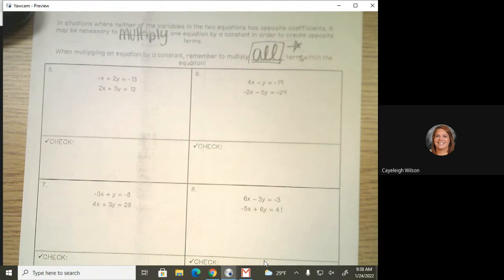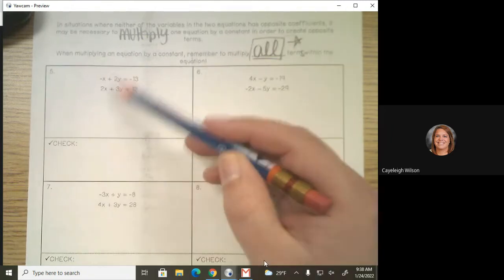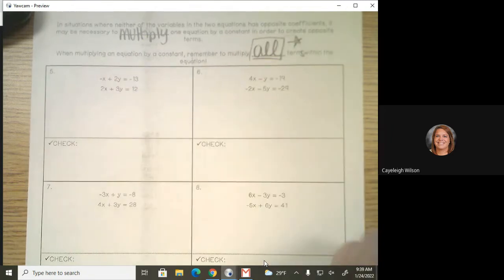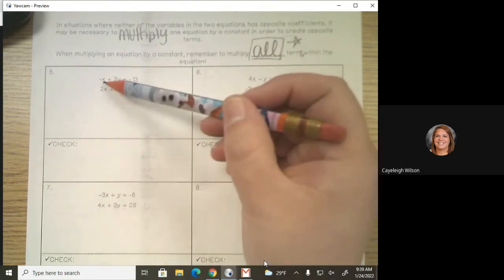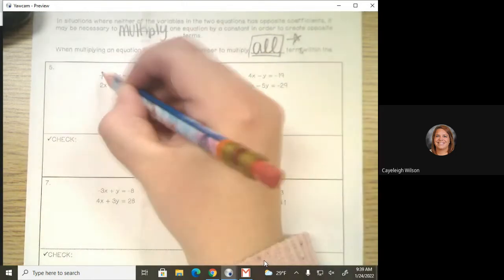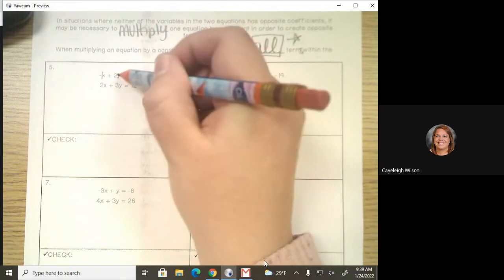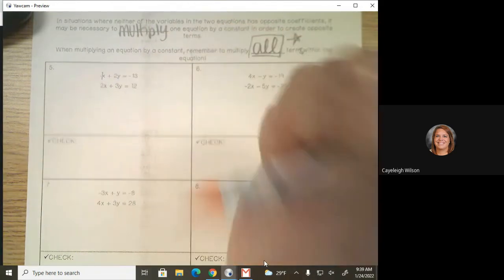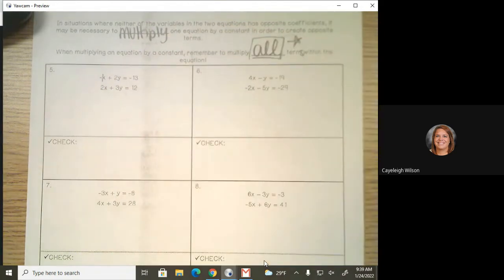Okay, so looking at number 5, it's lined up, x's, y's equals. But look at the x's. This is a negative 1 and a positive 2. This is a positive 2 and a positive 3. None of them have the same number, opposite signs.